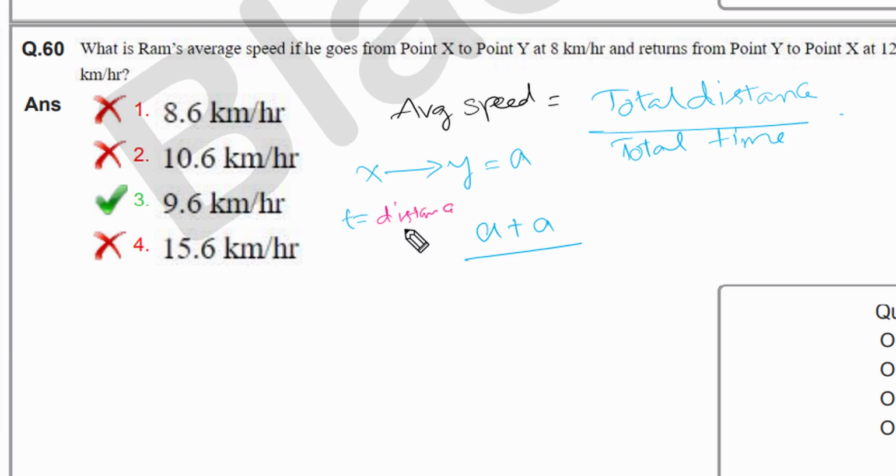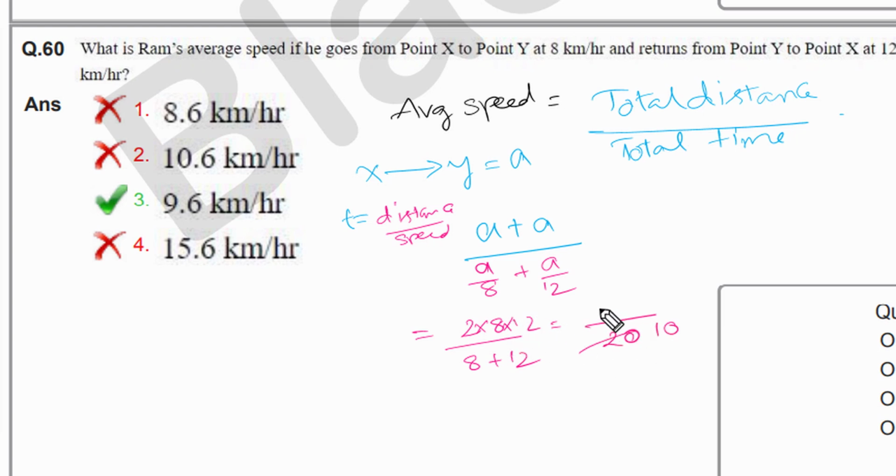Time is distance by speed. How did I get this? Speed equals distance by time. So time is distance a by speed 8, and again distance a by speed 12. So what do we get? a gets cancelled. So in the numerator we get 2 and 8 into 12 by 8 plus 12. So the denominator we get 20, the numerator we get 2, 8 and 12. So we can cancel with 2, then it becomes 10.